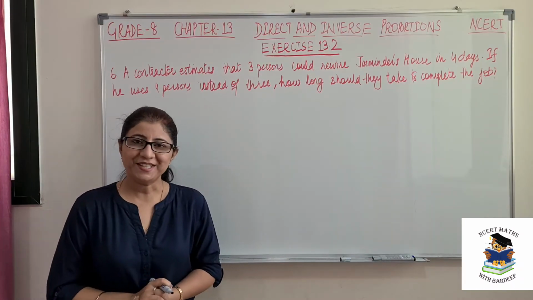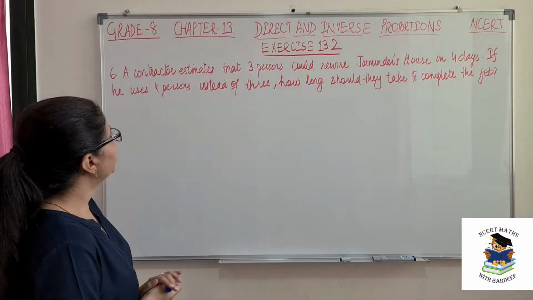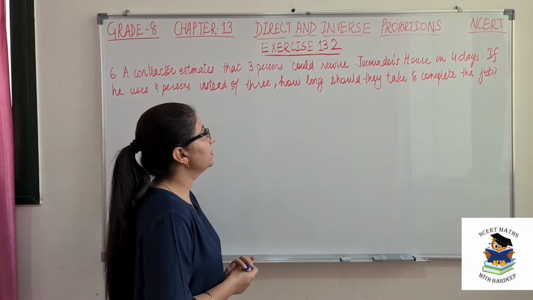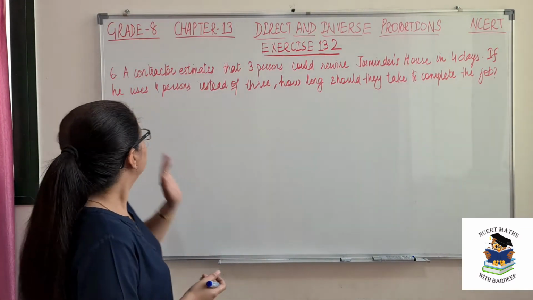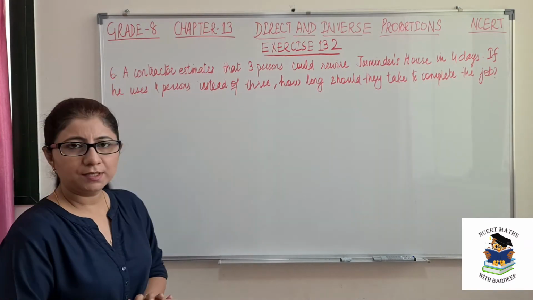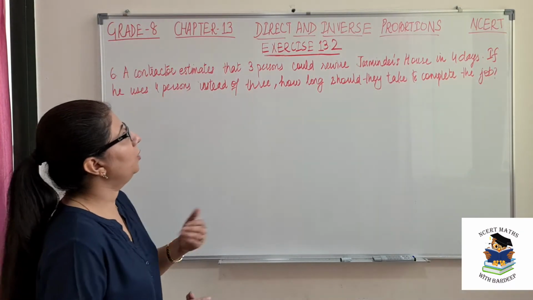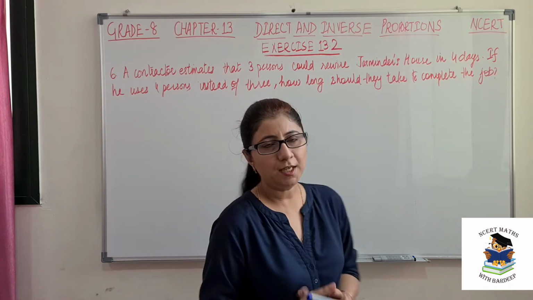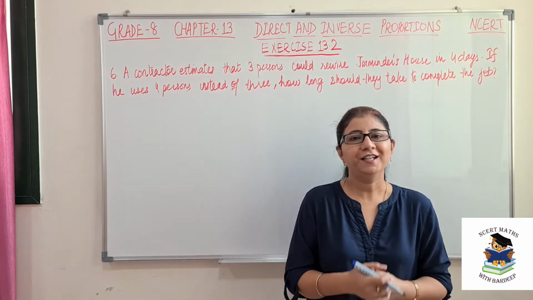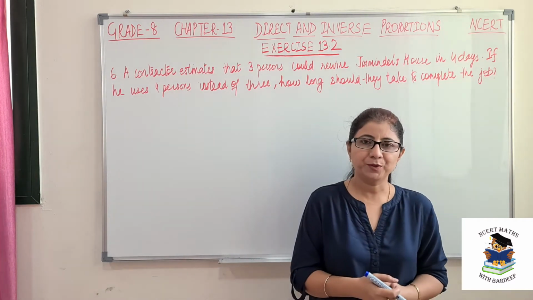So let's see our sixth question. A contractor estimates that 3 persons could rewire Jasminder's house in 4 days. If he uses 4 persons instead of 3, how long should they take to complete the job? So again the same question. This data is of direct or inverse proportion.